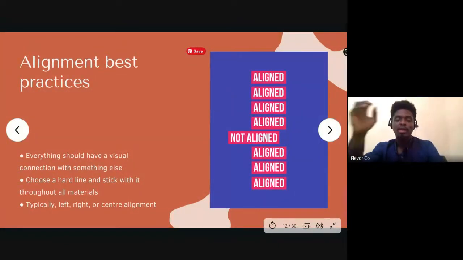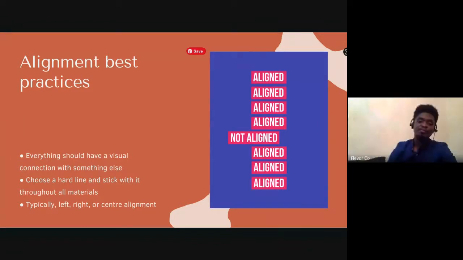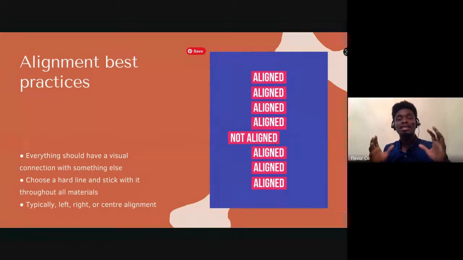Okay, so let me explain some best practices for alignment. Everything should have a visual connection with something else, right? And there'll be more practicals on how this is going to look tomorrow, okay? Choose a hard line and stick with it throughout all the materials. So typically left, right, or center alignments. I'll tell you something else. They say learn the principles of design so you can break them, okay? But learn them first, yeah?